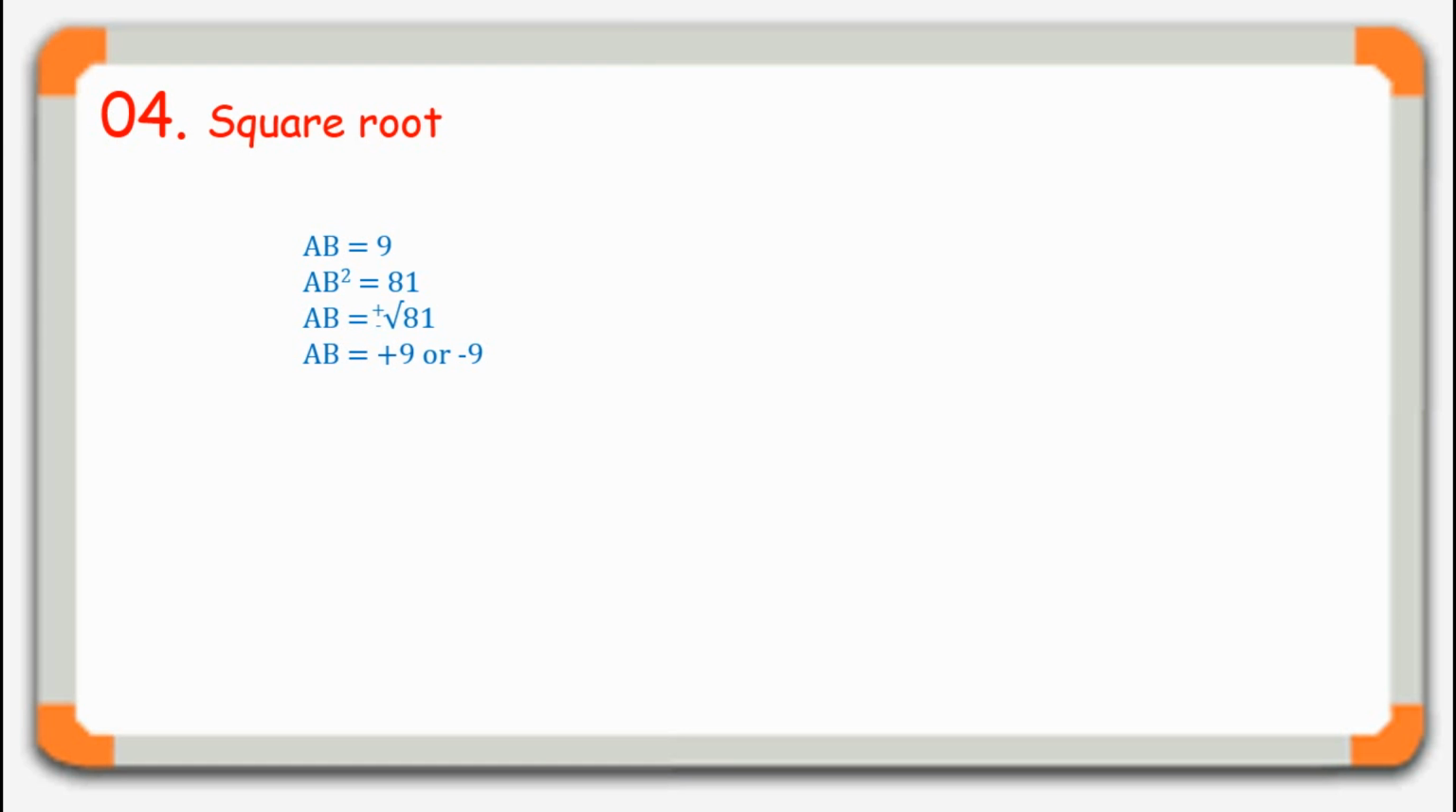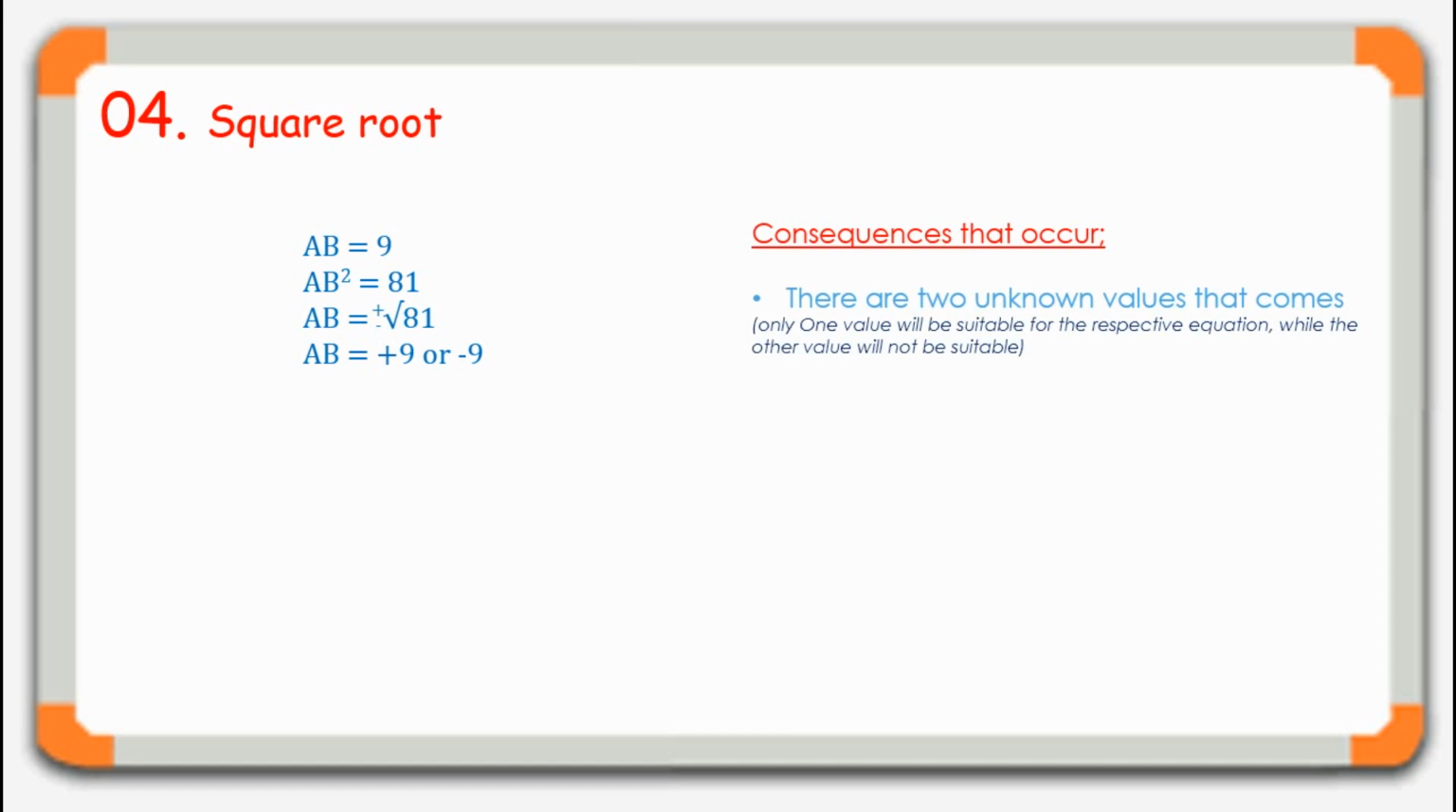So root 81 is 9. But you get not only plus 9, you also get minus 9. Before, you had 9, that is the positive value 9. After you square the value and you square root the value, you get two unknown terms, that is plus 9 and minus 9. So that's what you should always think about before you square root an equation. Out of those two unknown terms, only one will be suitable for the question and the other one will not be suitable. For example, the length AB cannot be a negative value. So minus 9 definitely won't work, but since we square rooted, minus 9 has come. So the appropriate value that suits the length AB will be plus 9.